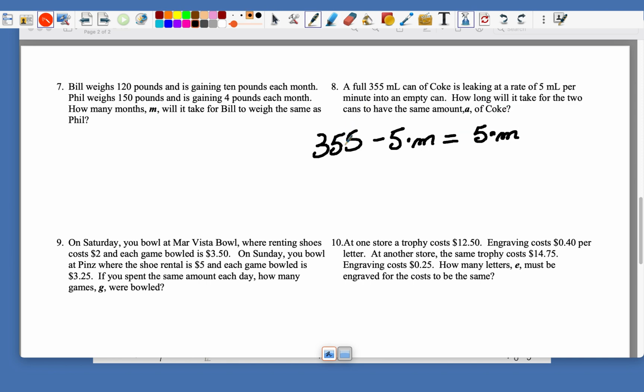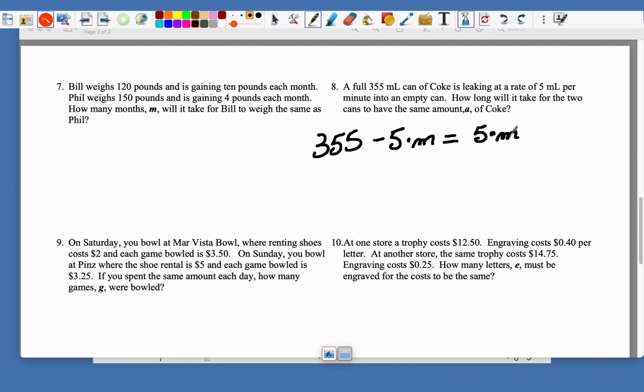So one can is full at 355 and is losing 5 milliliters per minute, and the other one is at 0. It's an empty can and it's gaining, right? So when will they have the same amount of Coke? When would the Coke that's leaking and the Coke that's gaining have the same amount after how much time?